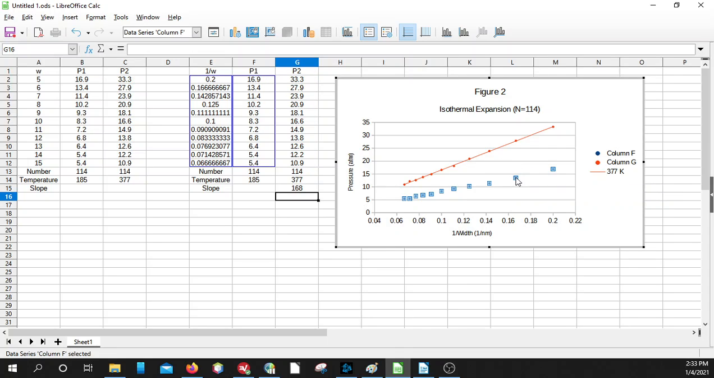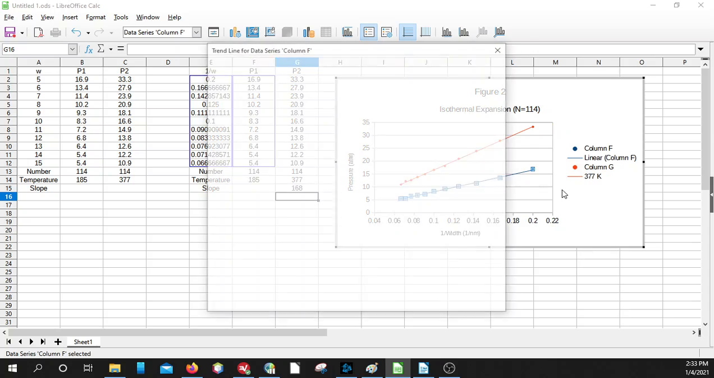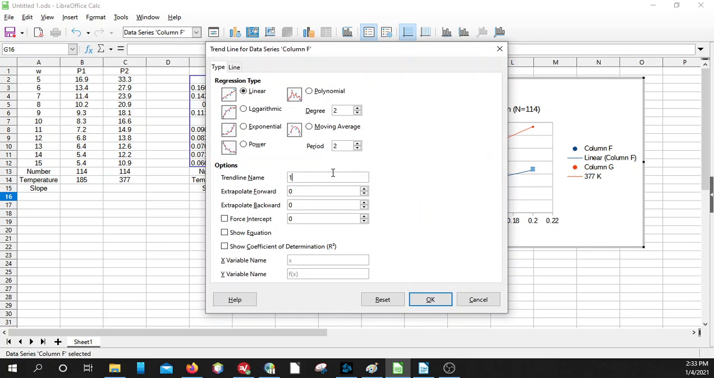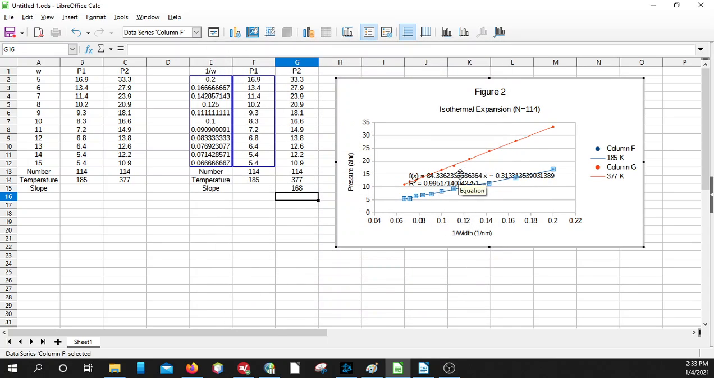So I'm going to do the same thing with this one. Insert trend line. This was at a temperature of 185 Kelvin. And we want it linear, and let's show the equation. Another thing, I'm going to do it here, and then not worry about it. Maybe I should have done that before as well. Yeah, for yours, do this as well. Show the coefficient of determination, r squared. We'll talk about that in a minute.